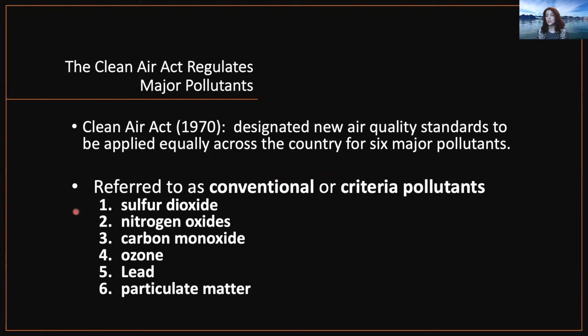So the first is sulfur dioxide. The second is nitrogen oxides. Number 3 is carbon monoxide. Number 4 is ozone. Number 5 is lead. And then finally, we have particulate matter. We'll get into each of those in the coming slides. But for now, let's keep a broad overview on what the Clean Air Act does.